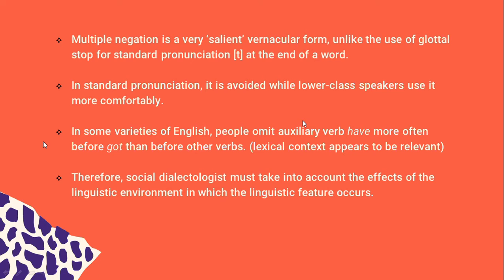In some varieties of English, people omit the auxiliary verb have more often before got than before other verbs. For example, instead of have got to go, they say you got to go. But with other verbs, for example, you have done that, they say you done that instead of you have done that. Therefore, social dialectologists must take into account the linguistic feature where it occurs.